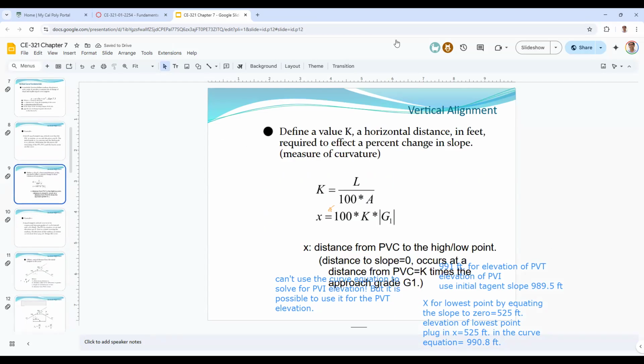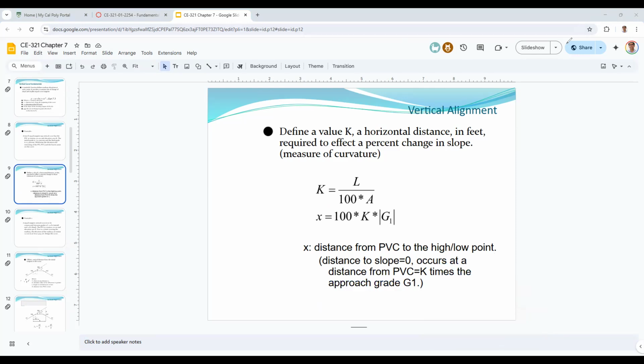So this is the slide I sometimes use, and this is the way we think about this. We say this value, how much length is being used to change the grade by 1%, is what we call the capital K value for a vertical curve. How much length are we using to change the grade by just 1%? It's called the K value, and you will see that K value right here.